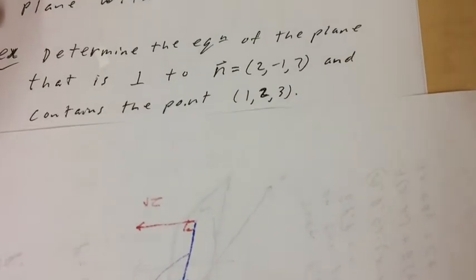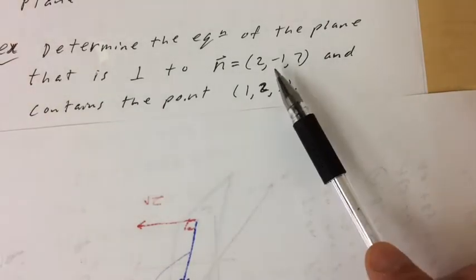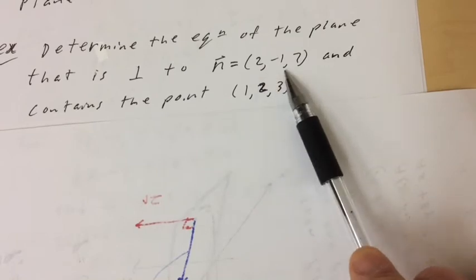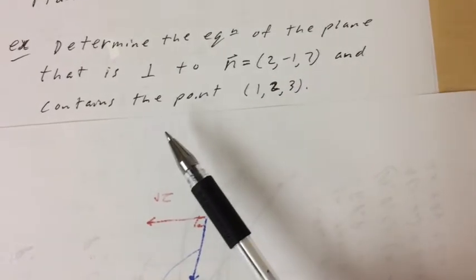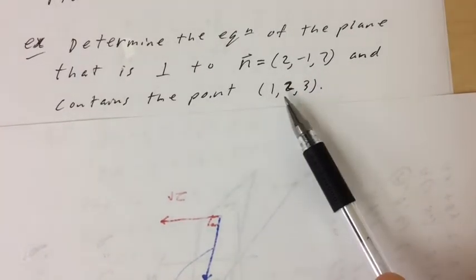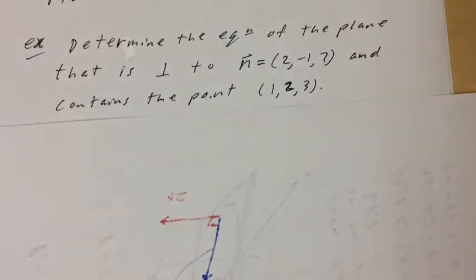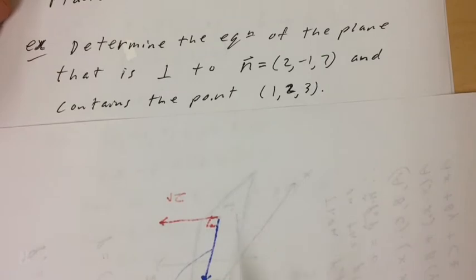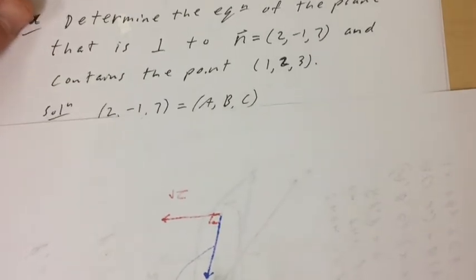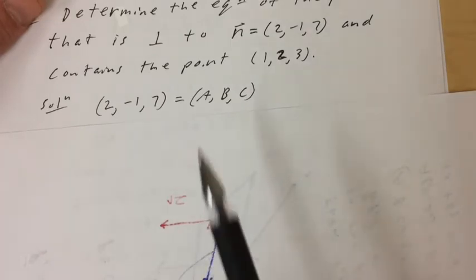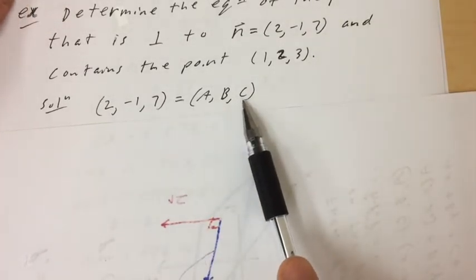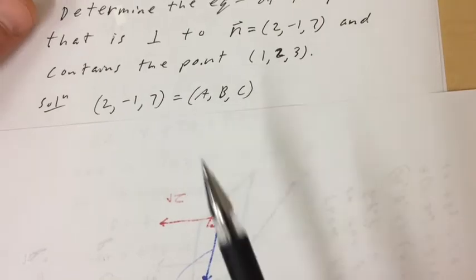All right, so using that, let's jump to the first example that I've got here. Determine the equation of the plane that is perpendicular to n equals (2, negative 1, 7) and contains the point (1, 2, 3). You might want to pause the video now and give it a shot before you look at the answer. Okay, so (2, negative 1, 7) is the normal vector and the coefficients of the variables, so it's A, B, and C.